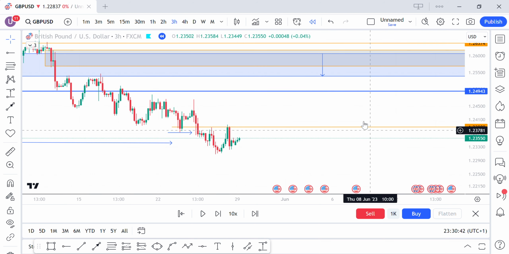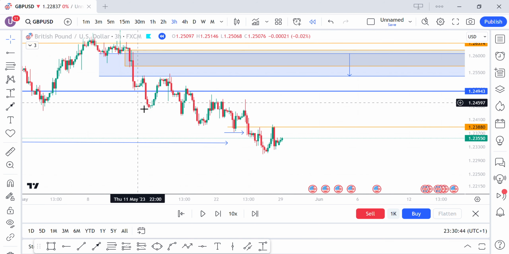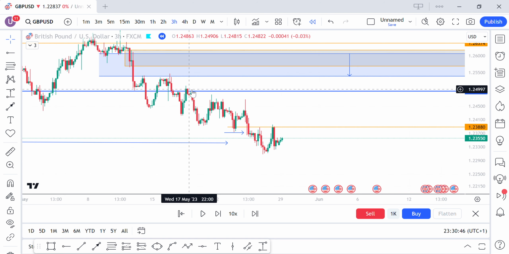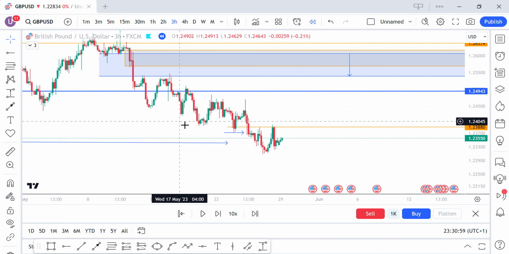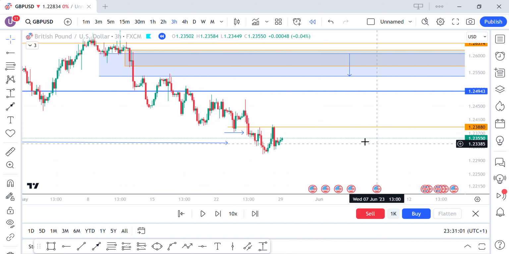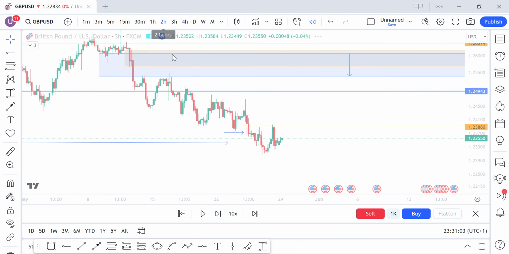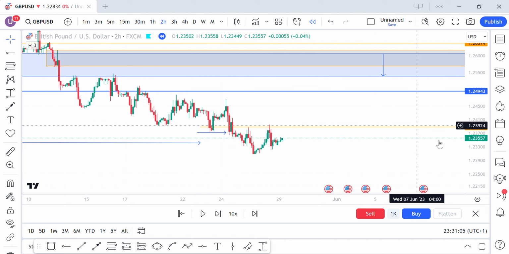When I come to 3 hours, I'll check everything. 3 hours shows me a break of structure also, so I can take that from 3 hours as a break of structure because I try to check the whole time frame. The whole time frame matters a lot. So there's a break of structure here, there's a break of structure here, break of structure here based on 3 hours. Then I come down to 2 hours.